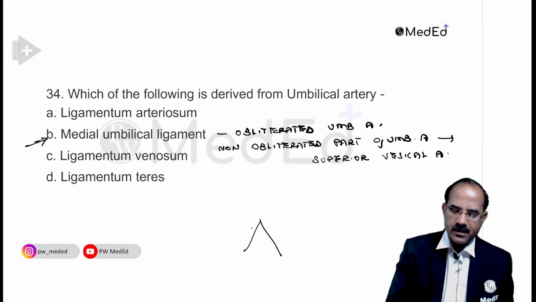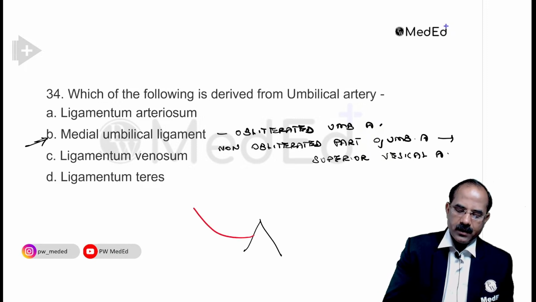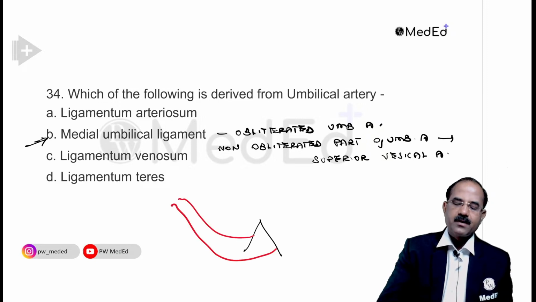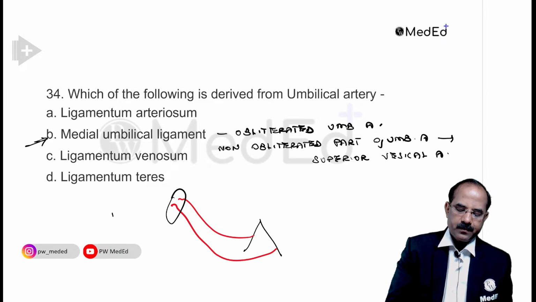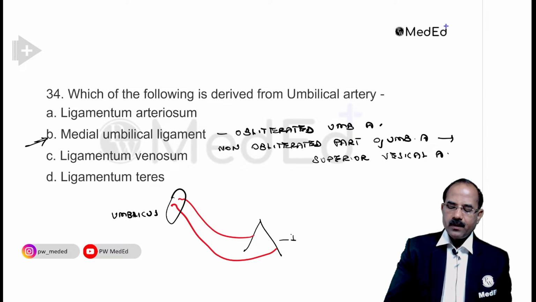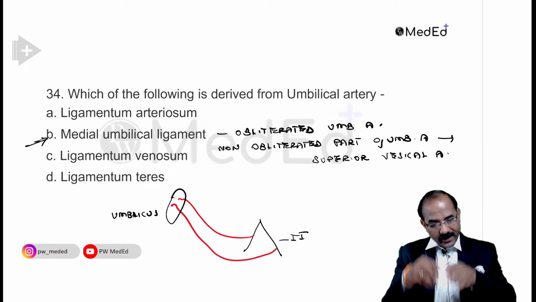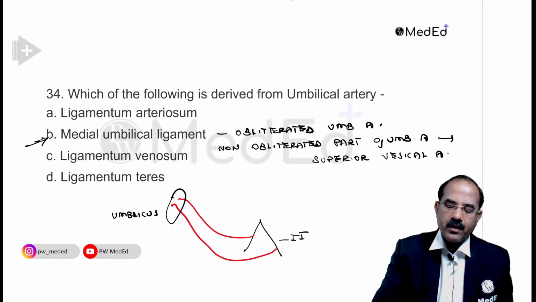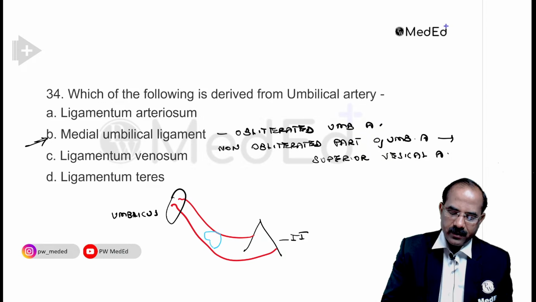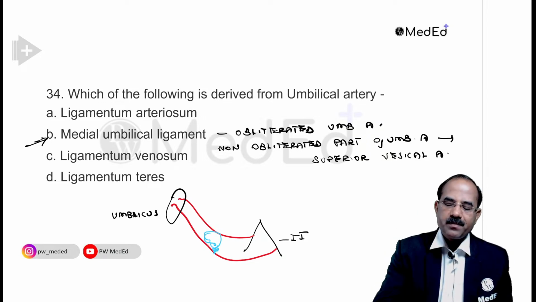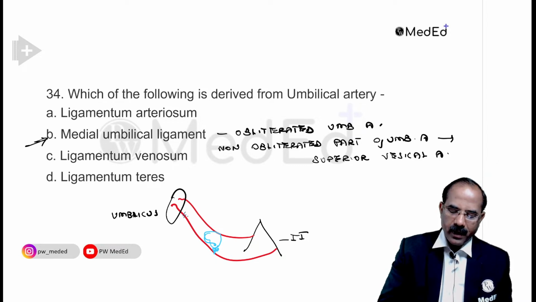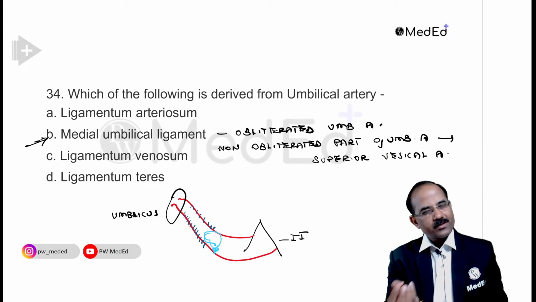Okay, I'll just make it like this. Umbilical arteries, they begin from the internal iliac and they are going towards the umbilicus. And make this as the umbilicus. What is this artery? Internal iliac. What are these arteries? Umbilical arteries. On the way comes the bladder, urinary bladder. Now, this part of the umbilical artery between the bladder and the umbilicus, obliterate हो जाता है. Between the bladder and the umbilicus gets obliterated.